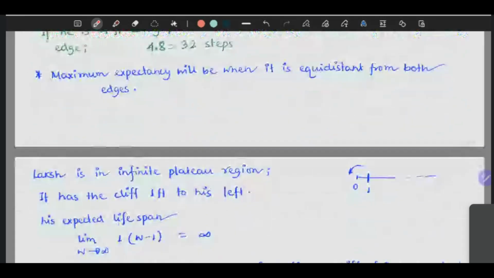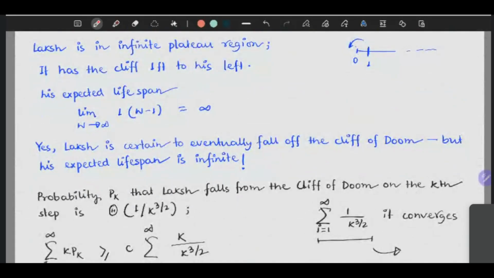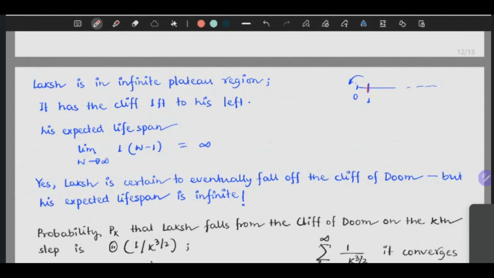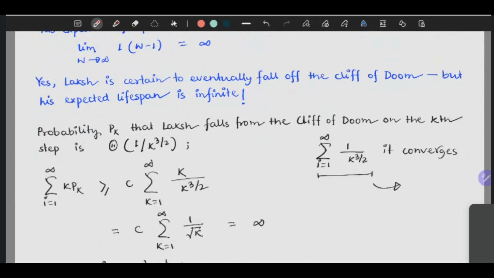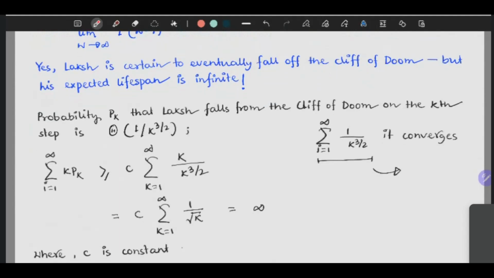Now if he starts just one step away from the left cliff, then the lifespan tends to infinity. It sounds bizarre that Lux is certain to eventually fall off the cliff, but the expected lifespan is infinity. But you can make sense of it if you assume the probability is a function of 1 by k to the power 3 by 2, where the function converges but its expectation value does not converge.